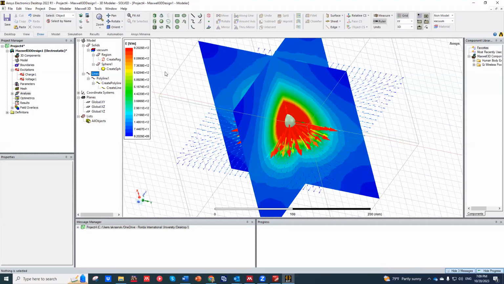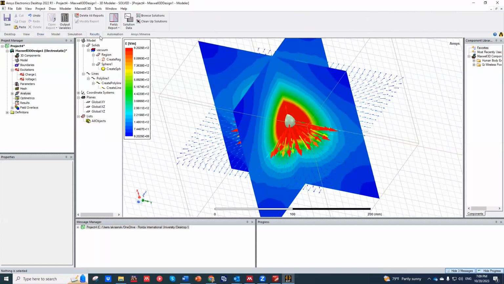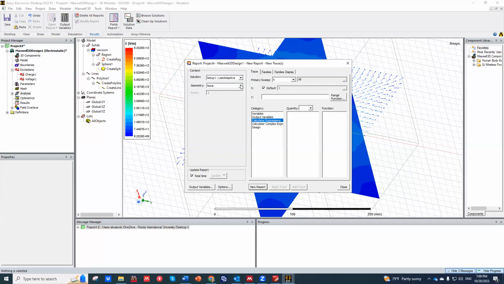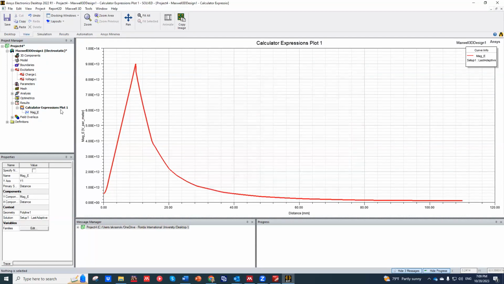So now I go to results and select this fields report and choose this 2D representation. Okay, so here it allows me to choose the geometry, and as a geometry, I choose this line that I just drew, this polyline, and as a result, I plot the magnitude of this electric field. New report, okay, and it gives me the result.